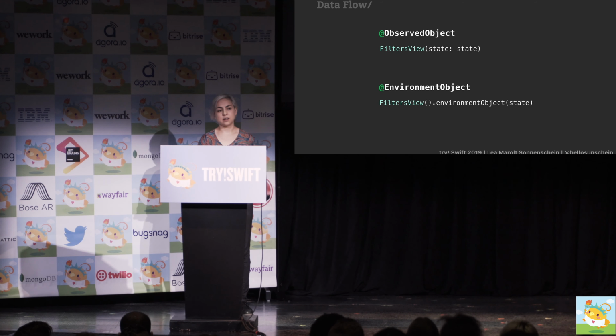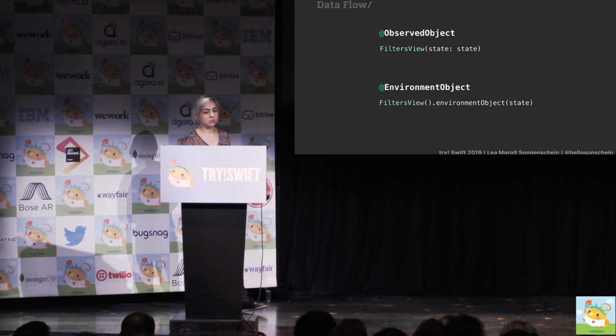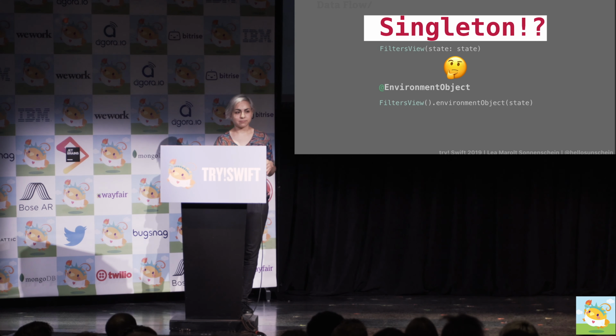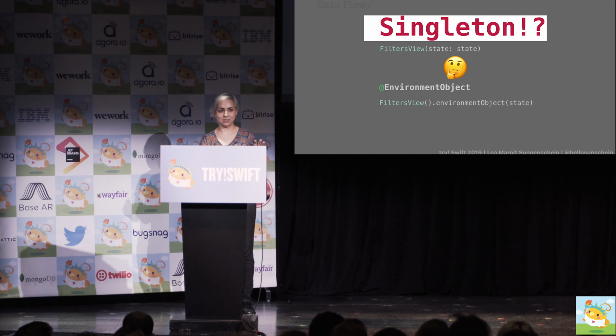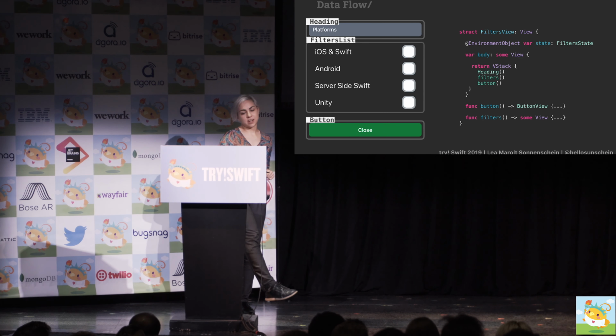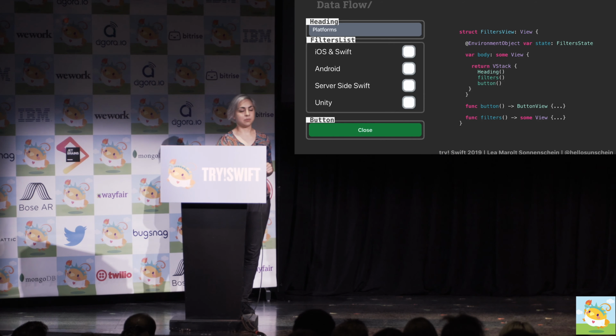ObservedObject and EnvironmentObject are very similar. There's a slight difference in syntax in how we pass these along, but the only real difference is that when we pass an environment object to a view, it gets inserted into the environment and can be accessed by all the children of the view without directly injecting them when we instantiate them. So basically kind of like a singleton, which I know is a little bit of a scary thought, definitely worth considering as you develop your code. Anyhow, we'll go with the environment object for now. And as such, our filters view implementation ends up looking something like this.